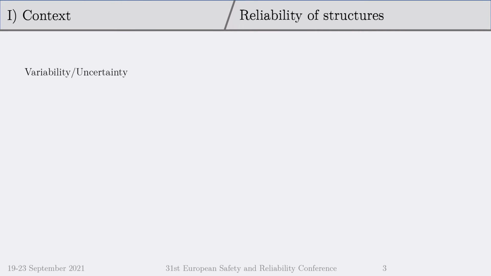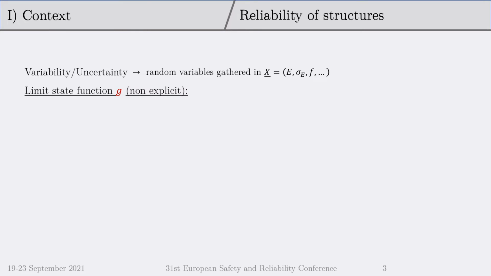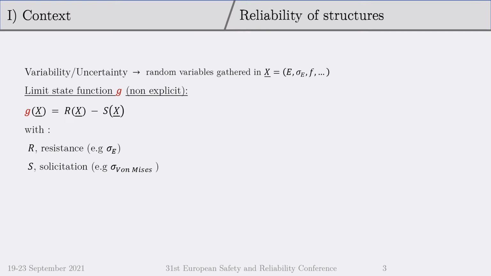So about the context, there might be variability or uncertainty on some parameters of the mechanical problem. These parameters may be, for example, the yield strength, sigma E, the Young modulus E, and F, the loading on the structure, that are gathered in a vector of random variables X. We may define a limit state function defining the failure or the safety of the structure as G equals R minus S, with R a resistance, for example, the yield strength of the material, and S a solicitation, for example, the von Mises stress at a given point of the structure.